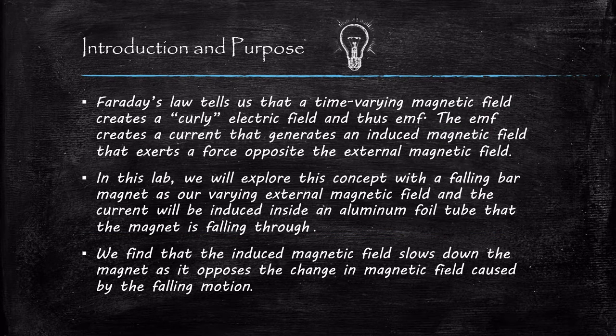Introduction and purpose. Faraday's law tells us that a time-varying magnetic field creates a curly electric field and EMF. This EMF then results in a current that generates a magnetic field that exerts a force opposite to the external magnetic field. In this lab, we'll explore this concept with a falling bar magnet as our varying external magnetic field, and the current will be induced inside an aluminum foil, which the magnet will be falling through. And we will find that the induced magnetic field creates a force that slows down the magnet as it opposes the change in magnetic field caused by the falling motion.